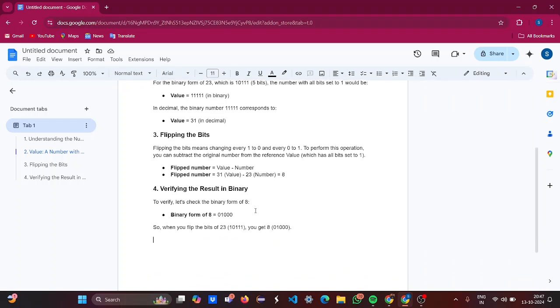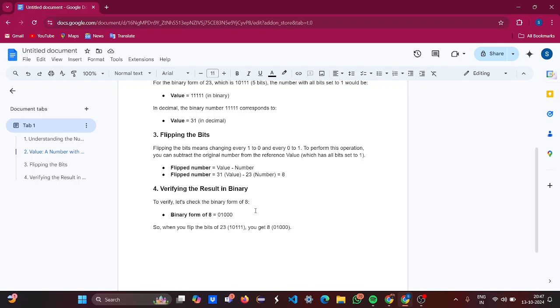Now let's flip the bits. How do you flip the bits? Change every 1 to 0 and 0 to 1. From this operation, you can subtract the original number from the reference value. The original number I gave you was 23, and the value after setting all the bits to 1 is 31. So 31 minus 23 is equal to 8.